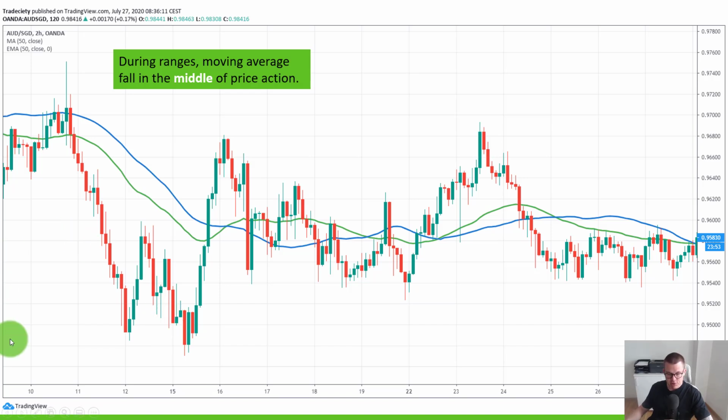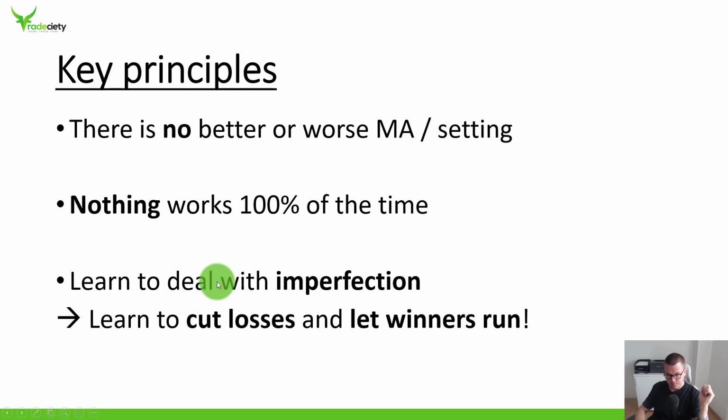Now we are looking at a range market, and when the market is moving sideways, the moving average, as the name suggests, is in the middle of the price action because it is the average, and when the price action is moving sideways, the average will be in the middle of the price action. So another important thing is that moving averages are generally considered trend following tools, and therefore they work best during trends, and they don't work as well, or I would not recommend using them at all during sideways range markets.